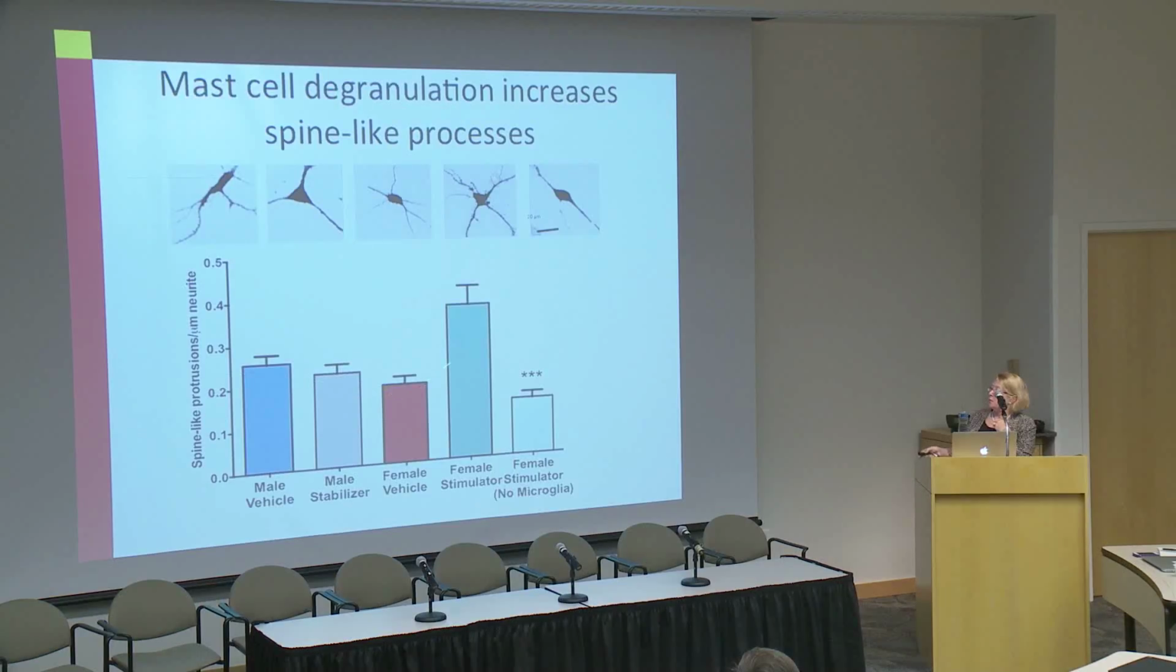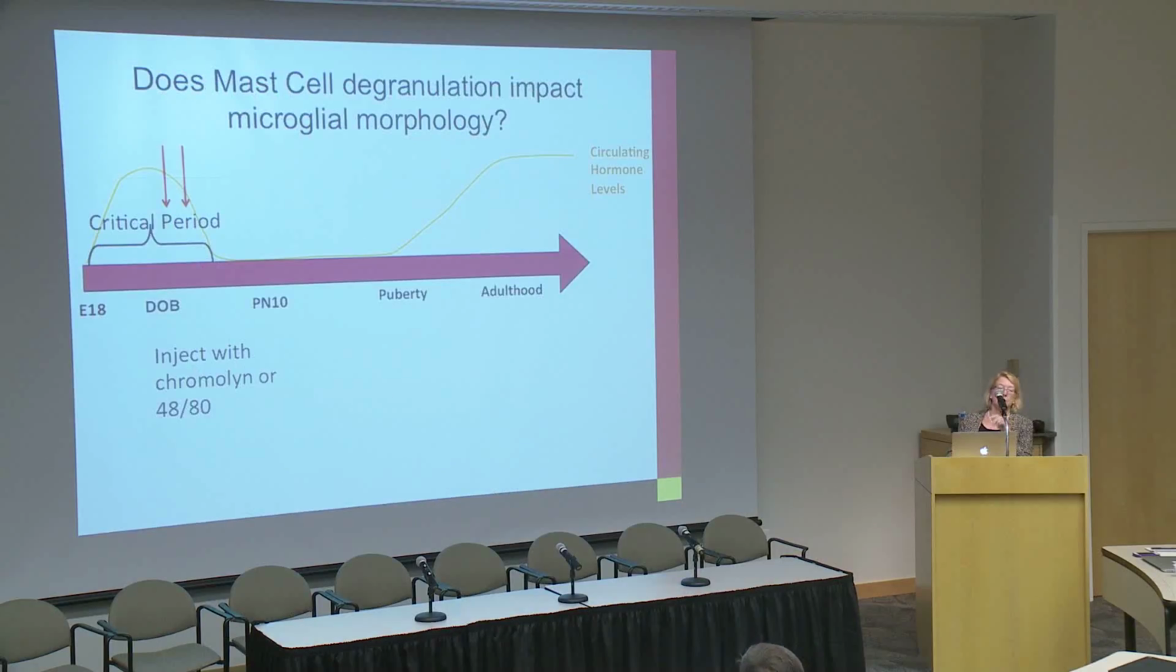Female, sex difference here, but if we gave the female conditioned media from stimulated mast cells, this is her, she just grew dendritic spines like crazy. And if we gave her the stimulator with no microglia around, there was no effect. So there are no mast cells here, this is a mast cell conditioned medium, but there have to be microglia. So the question is, does mast cell degranulation impact microglia morphology? And this then was done in vivo.